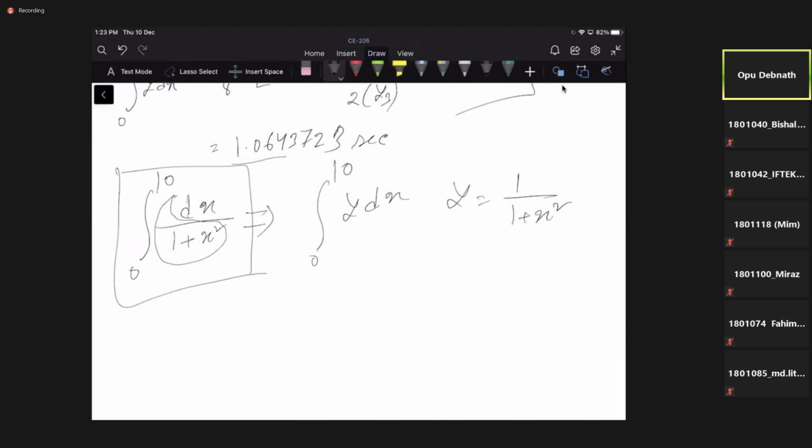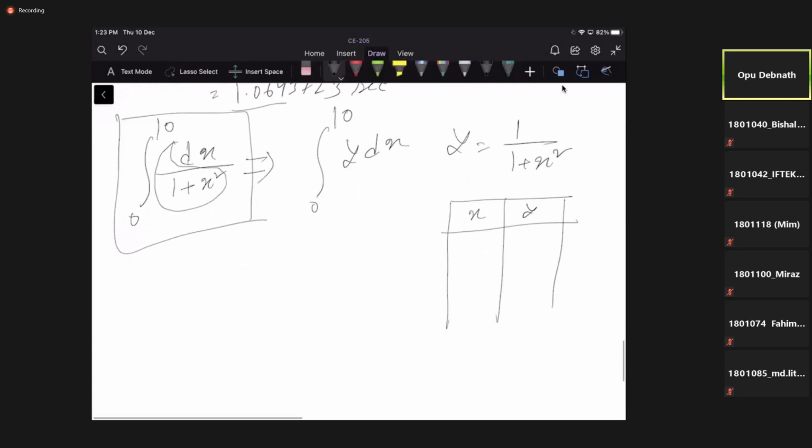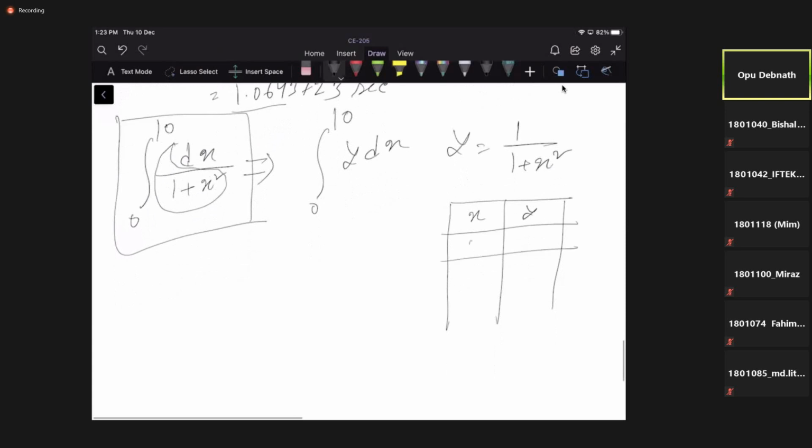So what will be the set of data? You need to generate your xy data. Suppose x is equal to 0, 1, 2. As your limit is 0 to 10, here we are considering h is equal to 1. That means 0, 1, 2, with 1 increment, going up to 3, 4, 5, and so on up to 10.